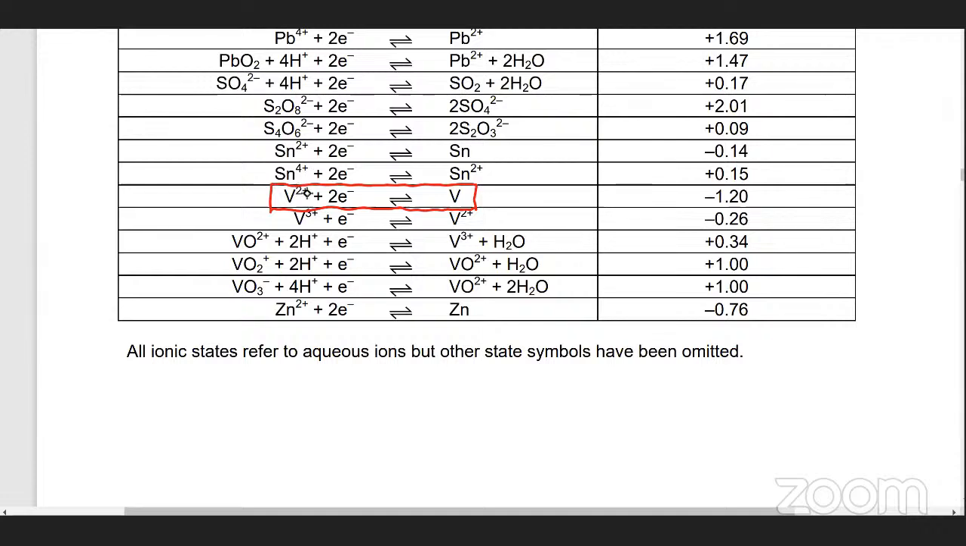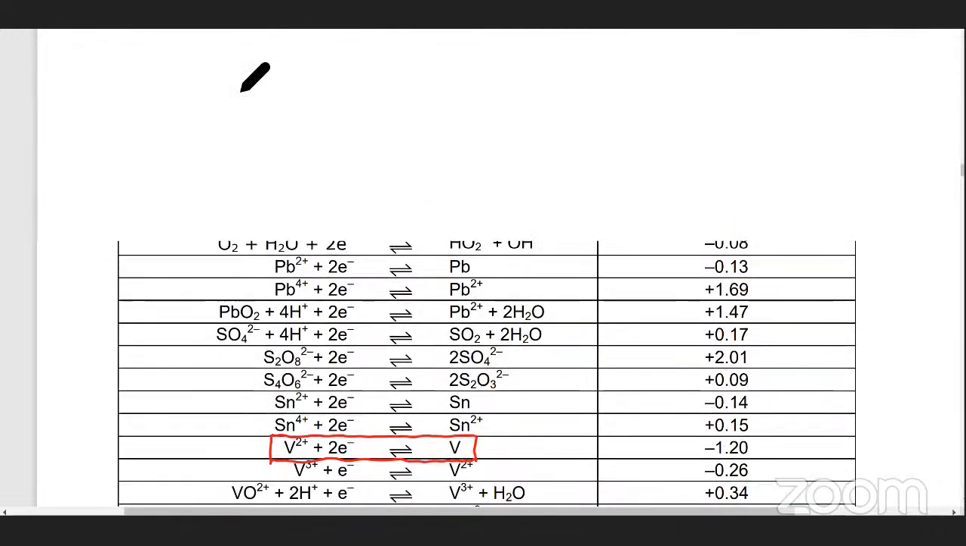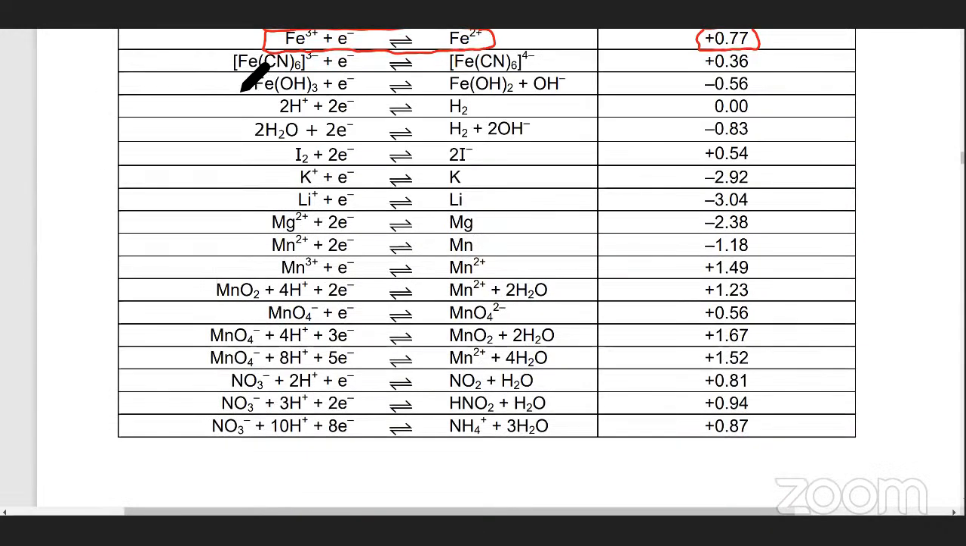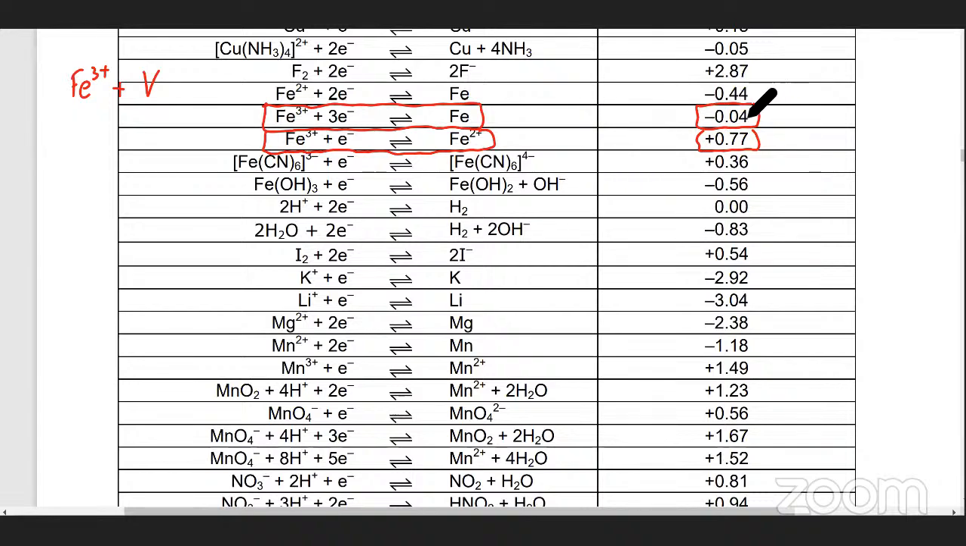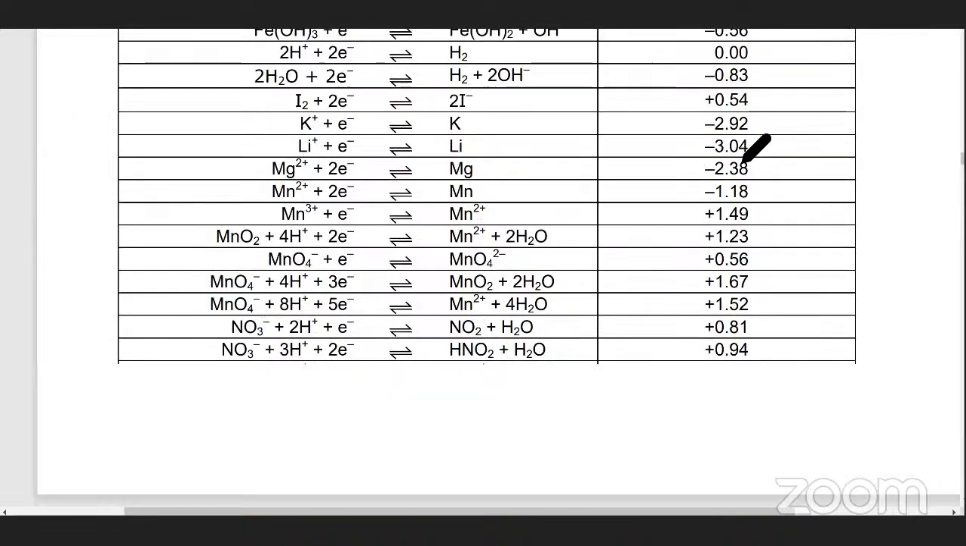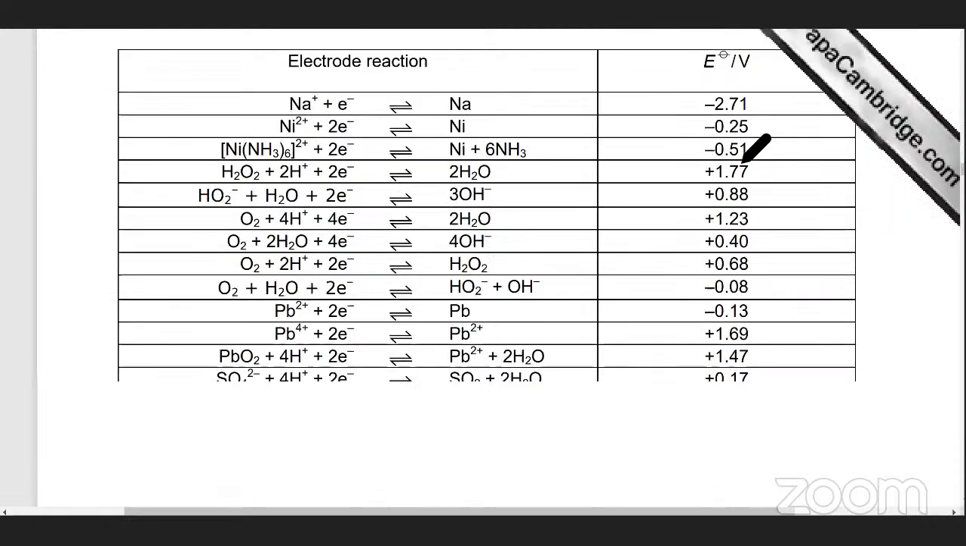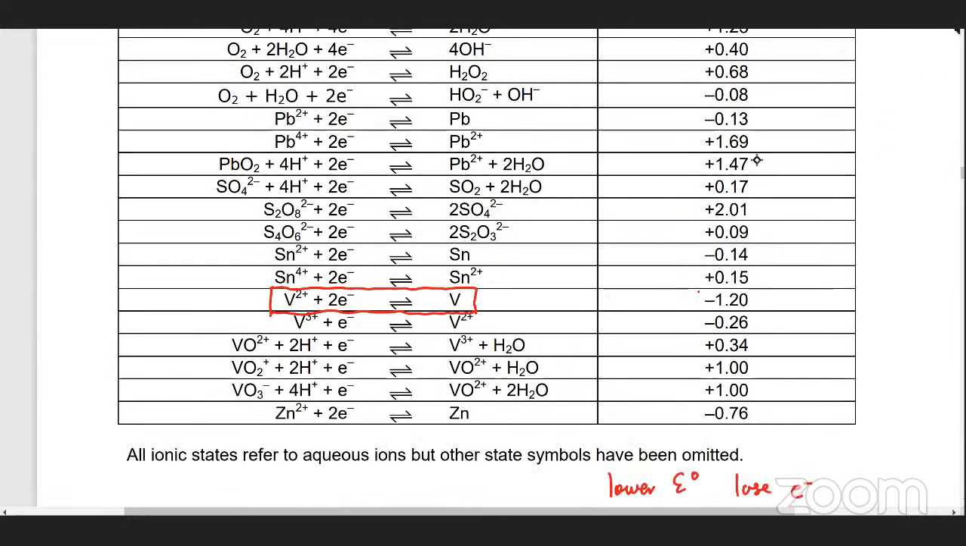And what's the rule? The rule is the lower potential is the one that likes to lose electrons. So out of these three, which one is the lower potential? You have two equations for Fe3 plus. Both of them are not as low. The lowest is vanadium. So go back, vanadium is minus 1.2 volts. So it's going to be vanadium that's going to lose electrons to form vanadium 2 plus. Okay, that's one of the reactions.